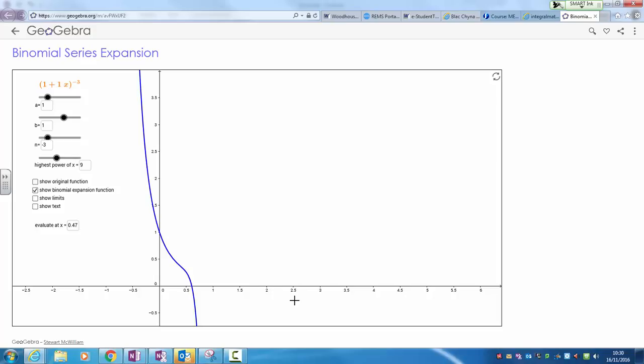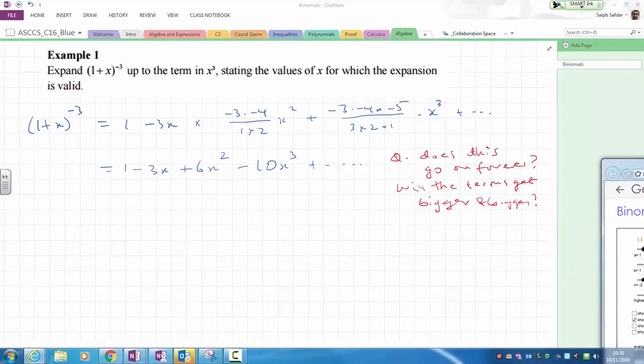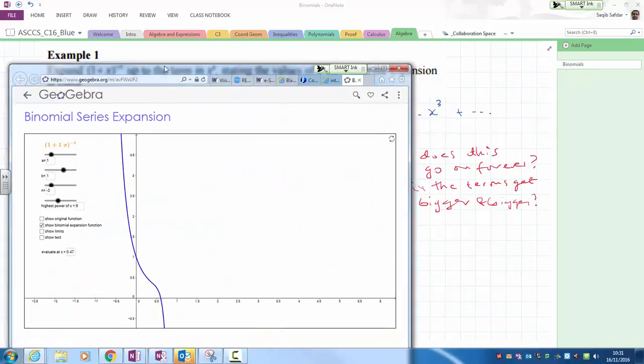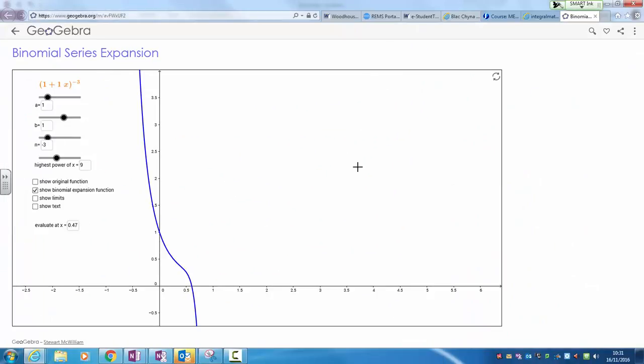What do you mean? This, what we've just done here. 1 minus 3x plus 6x squared plus minus 2. How come that's different from the original function? Because it is. Yeah. So if I then show you the original function, that's what it looks like. The expansion looks like that.